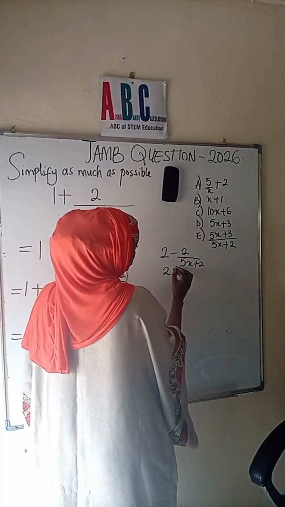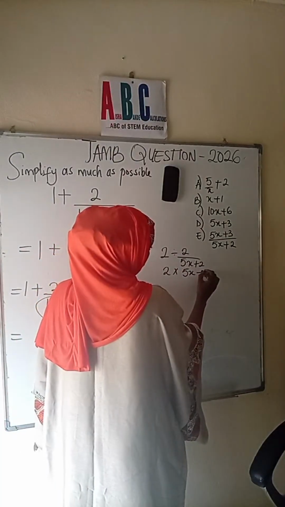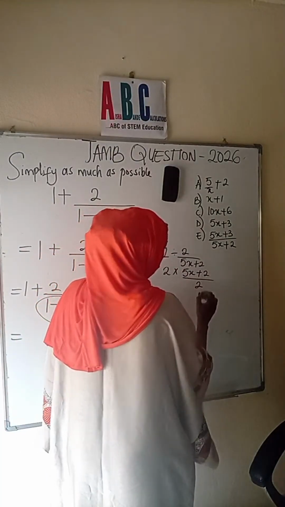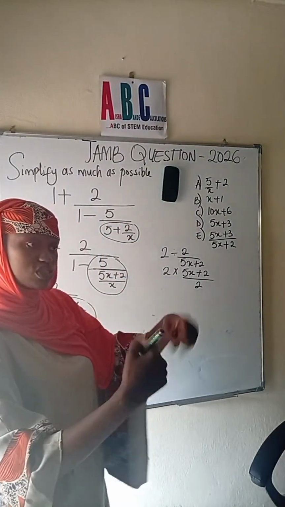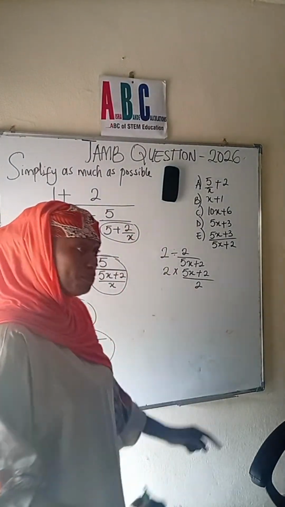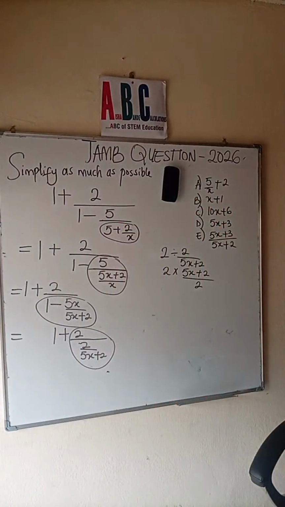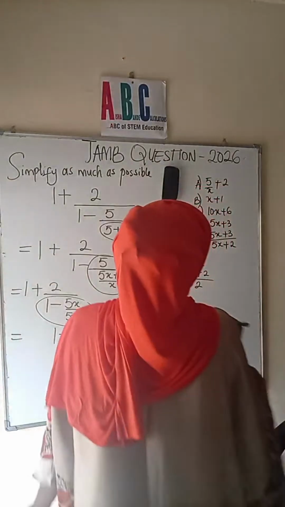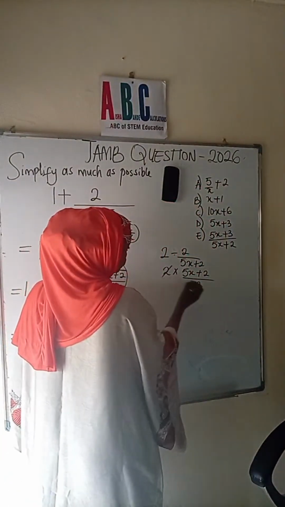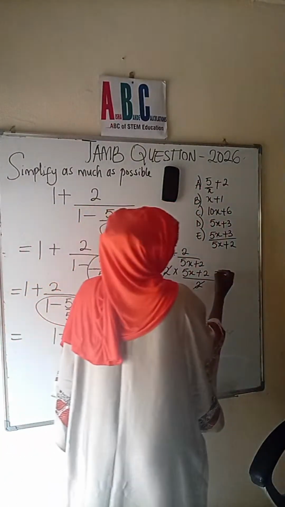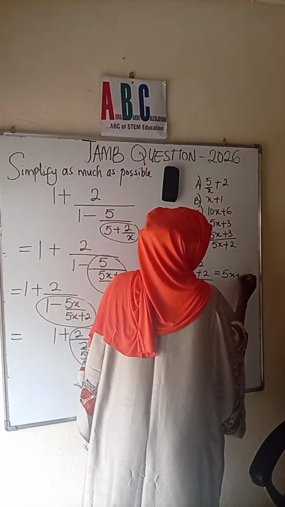So this becomes 2 times 5x plus 2 all over 2. Since it's division, what happens? The fraction will flip, right? So this becomes what? Look at this 2, we cancel this 2 here, right? So what are we left with? We are left with 5x plus 2.